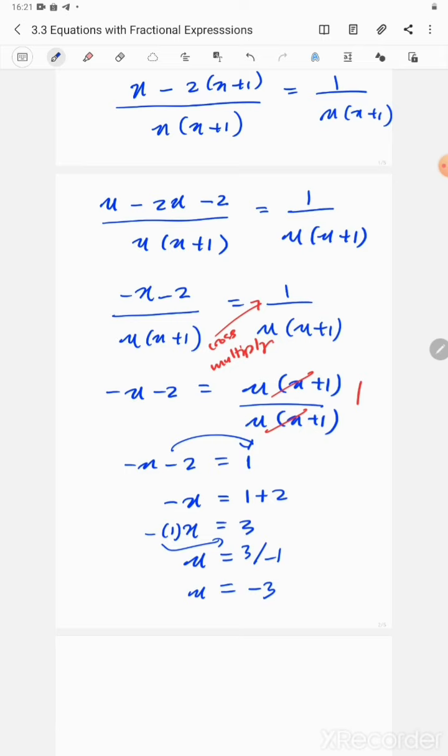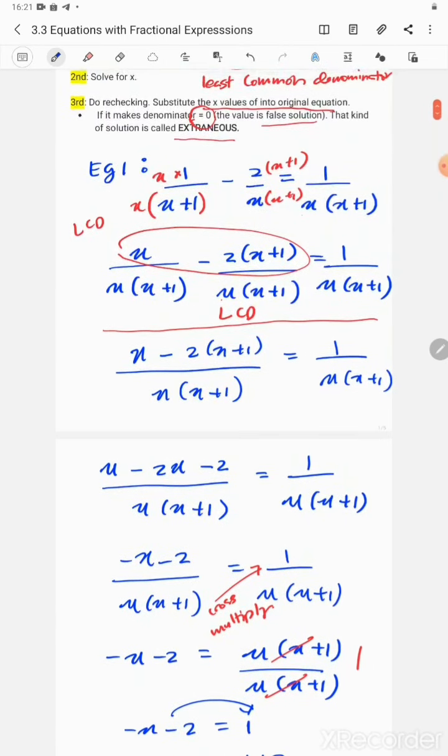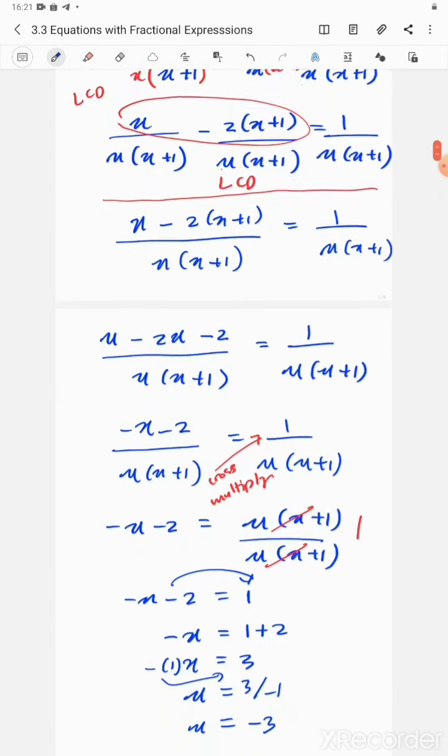And remember we have to do recheck. Kan, bila kita dah dapat solution, kita kena recheck, masukkan x equal to negative 3 dalam original question. So now kita nak masukkan yang mana satu je.